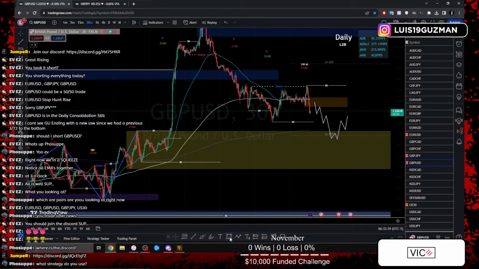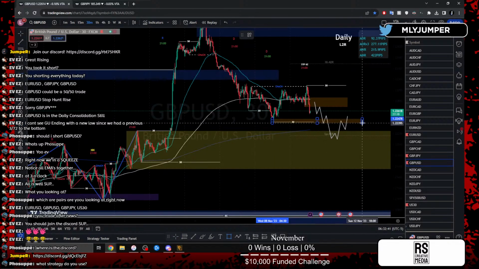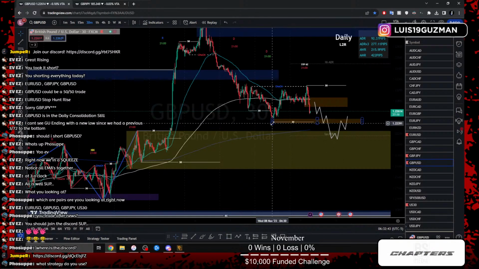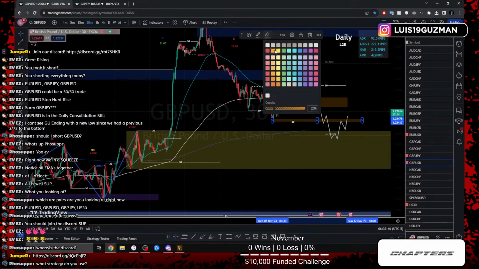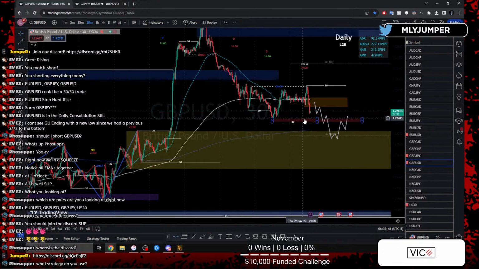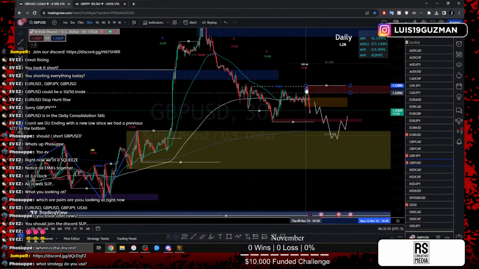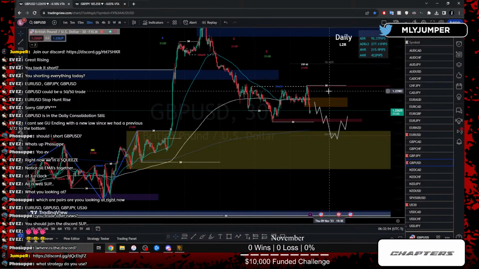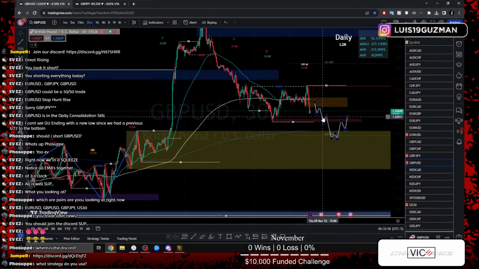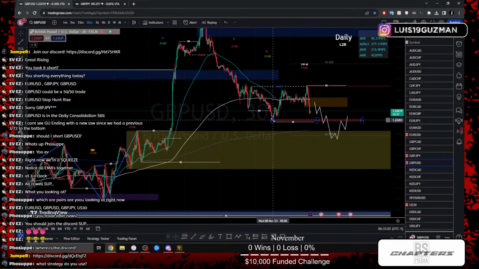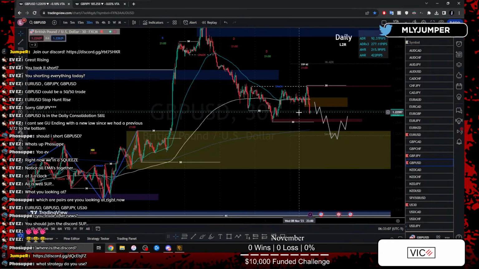So we'd like to see price now disrespect this zone here at the bottom, which is the last red candle, and continue to drive down, or we would like to see price not break those lows, respect these lows. What we're looking for at the bottom is pretty much the structure that we saw at the end of the day yesterday to happen here.